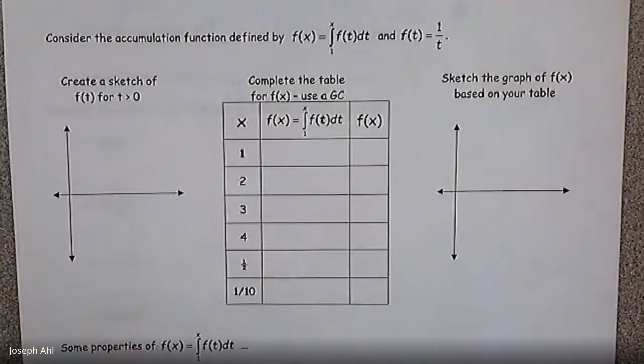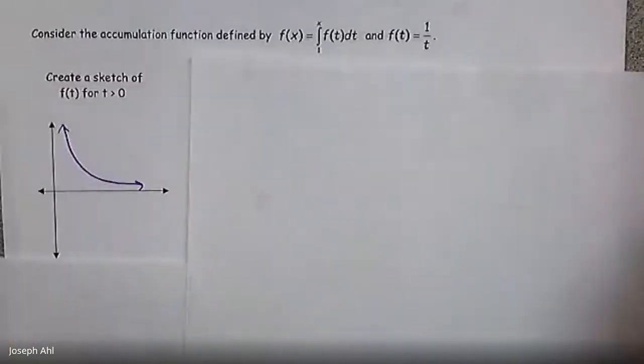I'm going to start showing you my answers. And hopefully in the end, we get something that matches here. So the first part was sketch f of t for t greater than 0. And so here's what you got. Right? It's that part of the hyperbola curve, 1 over x, just in the first quadrant.